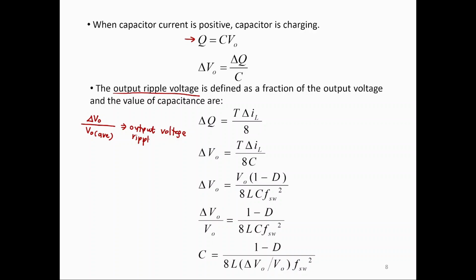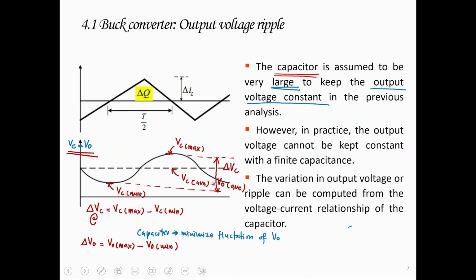So by using the charge equation and output voltage ripple, we use this information over here, and these are the derivation, which is you need to find the area under the curve for this waveform over here. Okay, and it will lead you to this equation down here, which is your capacitor C will be equal to (1 minus D) over 8 multiplied by your inductor multiplied by output voltage ripple, multiplied by your switching frequency to the power of 2.